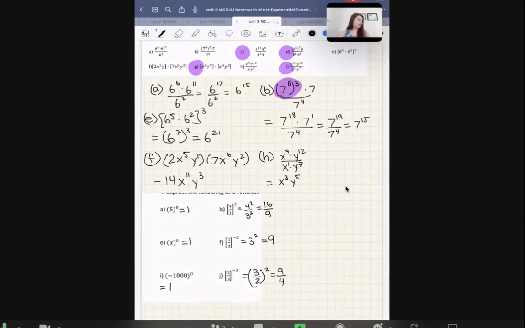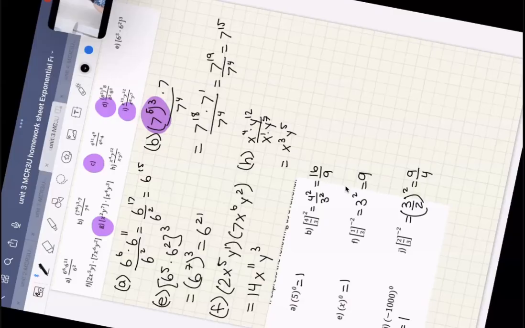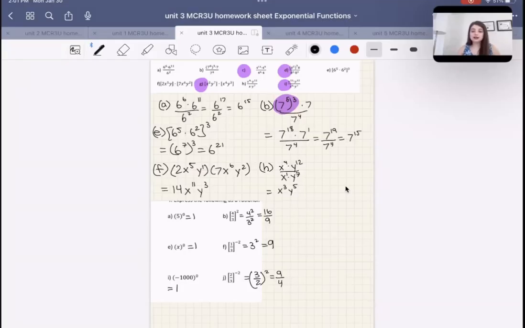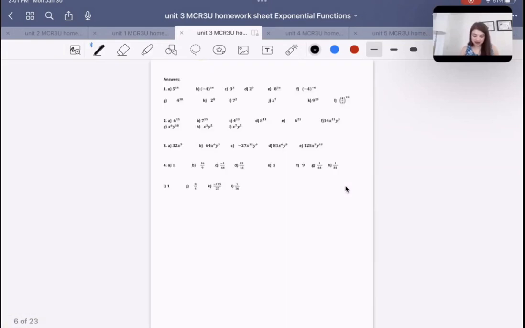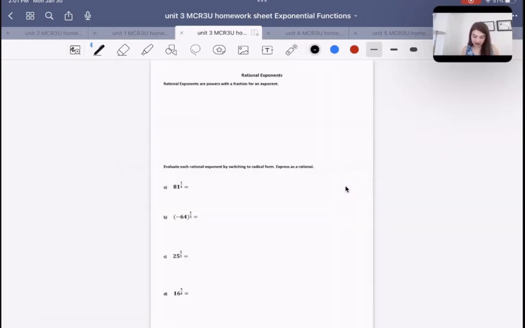Hello, everyone. Welcome back. So, today we are going to continue with our exponent laws, except today we're going to be talking about rational exponents specifically, and what do they mean.